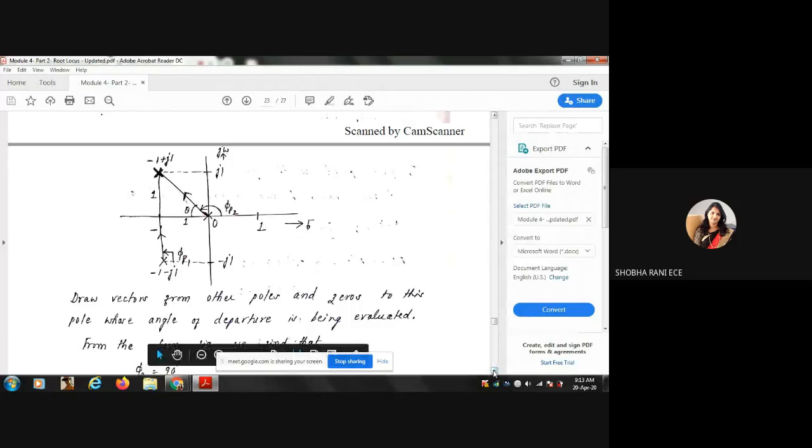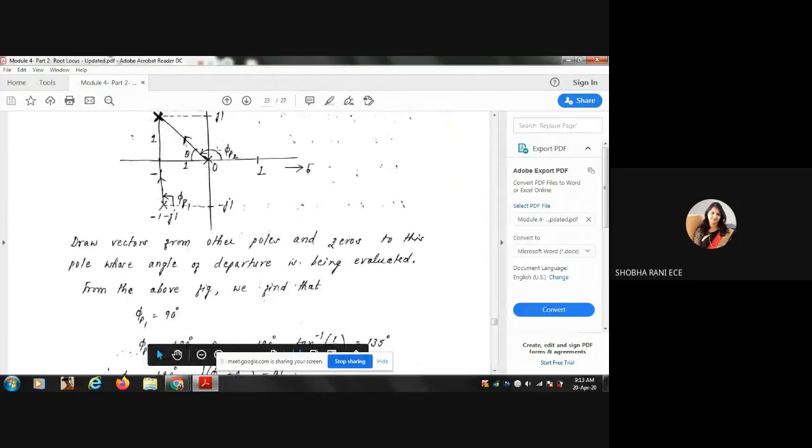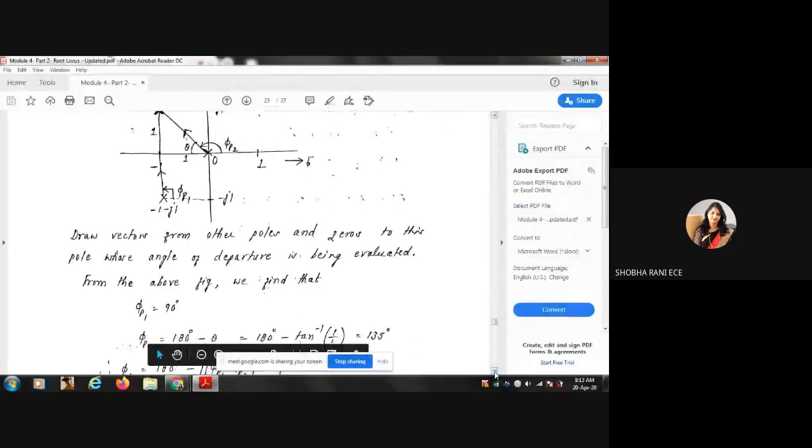So this phi1 is nothing but this total angle. This total angle is nothing but 180 degree. Or I can say theta plus phi2 is 180 degree. But what is phi2? Phi2 is nothing but 180 degree minus theta. You can see here I've done the calculation. So 180 degree minus theta.